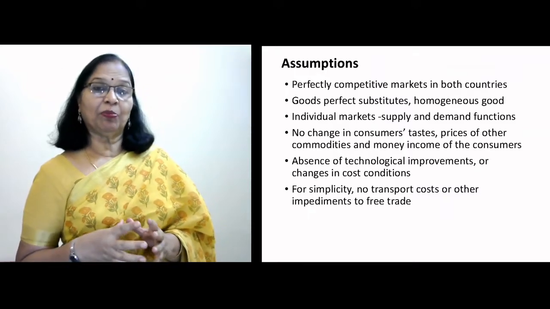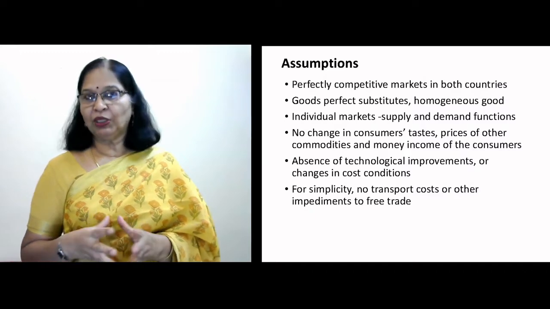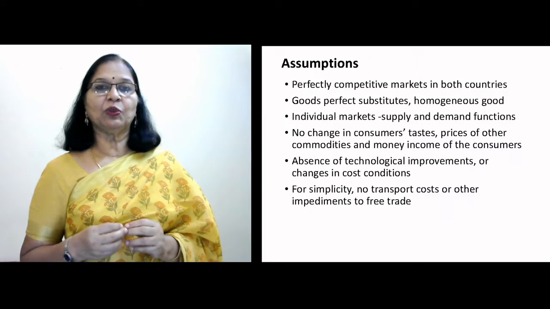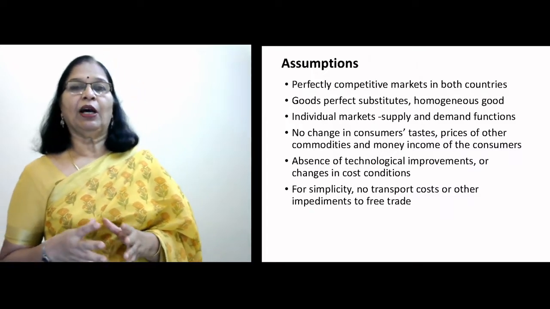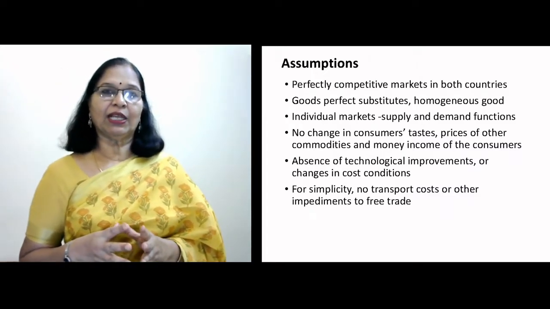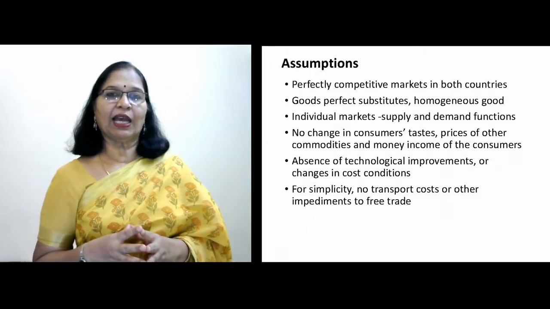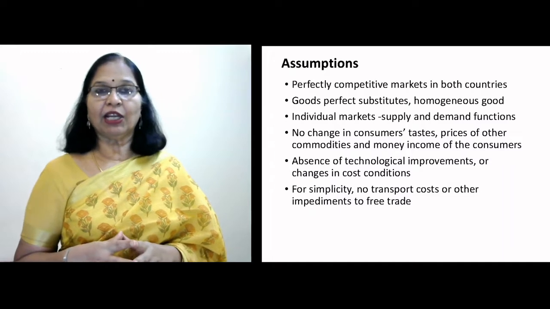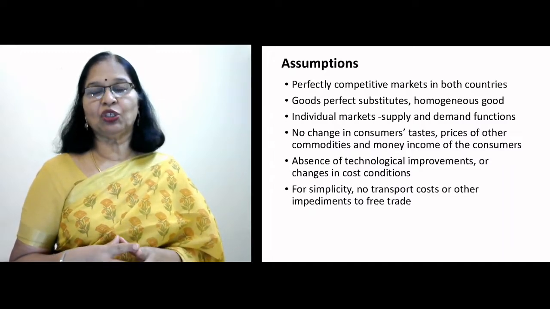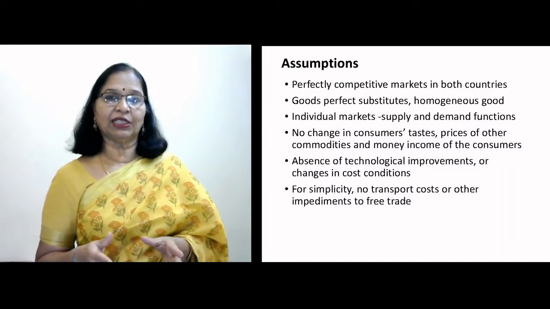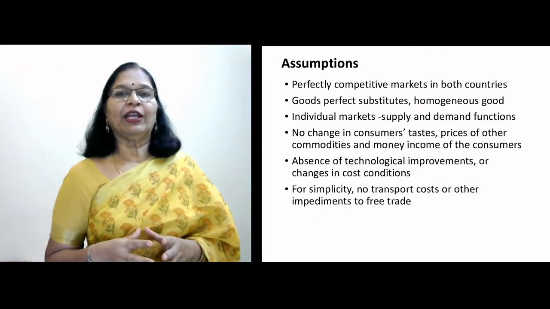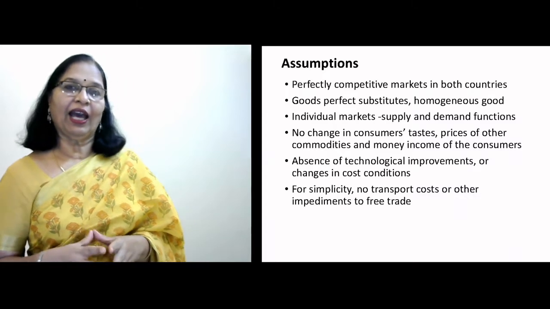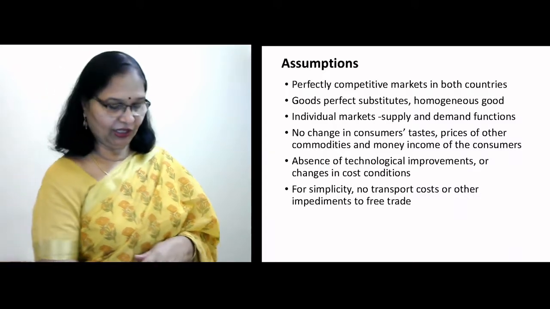So we are talking about perfectly competitive markets in both the countries that we take. Then we are talking about goods as perfect substitutes and goods being homogeneous in nature. Understanding the demand side, we say that the consumer's taste, preferences and income remain the same. Looking at the supply side, we believe that the cost conditions don't change, so there are no technological changes that can take place. And to make analysis easier, we assume that there is no transport cost and there is free trade among nations.